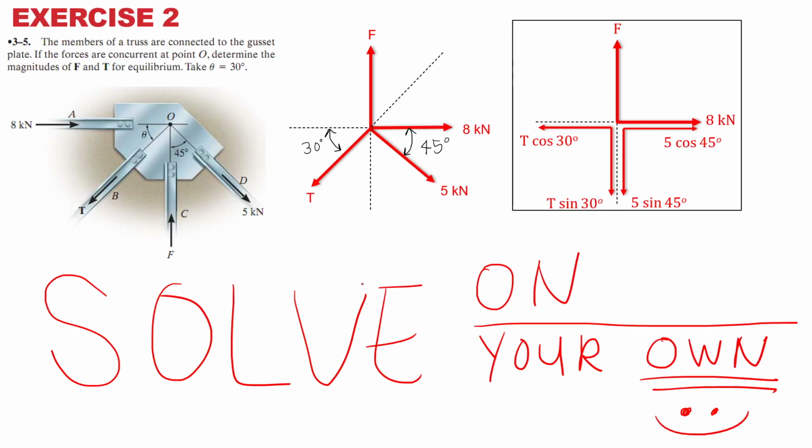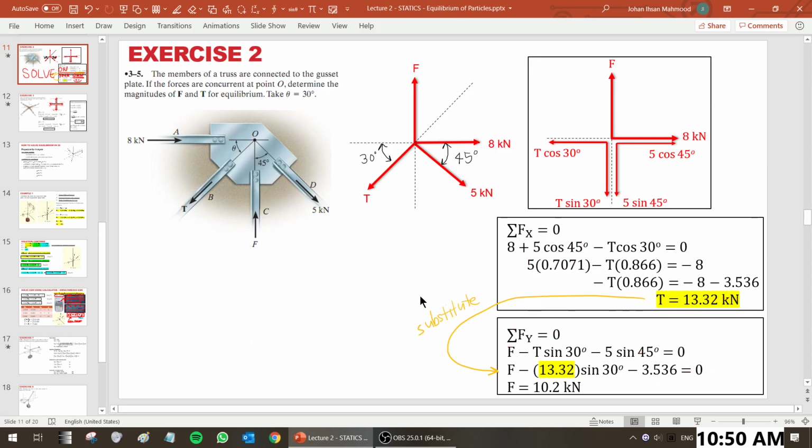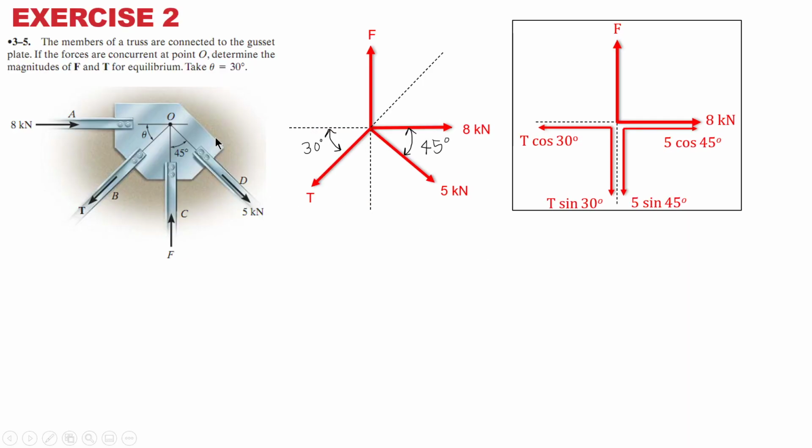Alright, so I believe you have done this on your own. Let me clear this for you guys. So from this diagram, convert it to something like this: 8 kilonewton, 5 kilonewton, F going up. Yeah, transfer. Transfer makes your life easy.